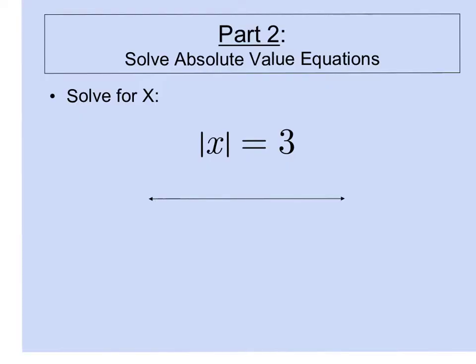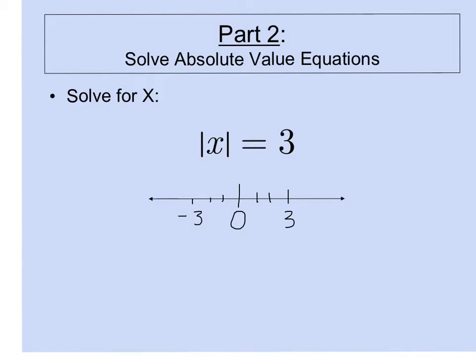For part 2, solving absolute value equations, there are two ways we can think about this, one graphically on the number line and the other algebraically. We said the absolute value is the distance from 0. So to solve this problem, it says the absolute value of x equals 3. So it wants to know what numbers are 3 away from 0 on the number line. So if we go 3 to the right, we know that number is 3, and if we go 3 to the left, we get -3. So that's a way you can think about it graphically.